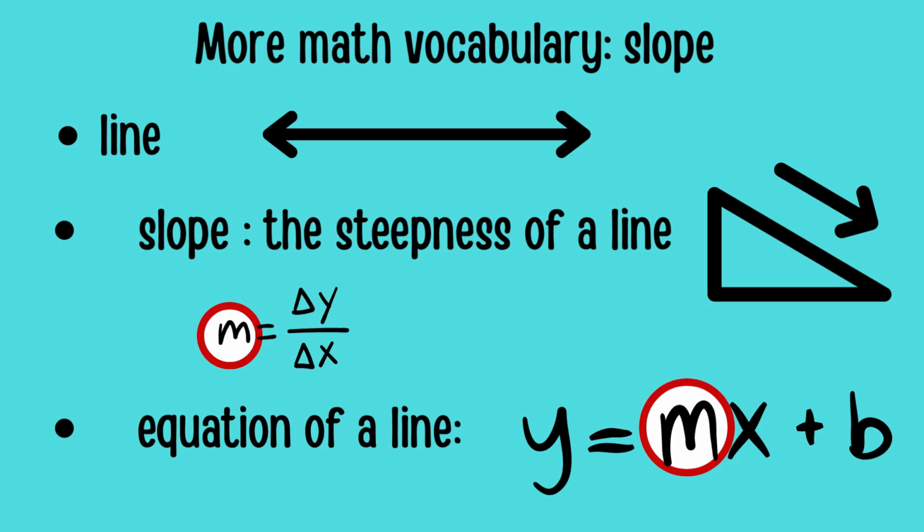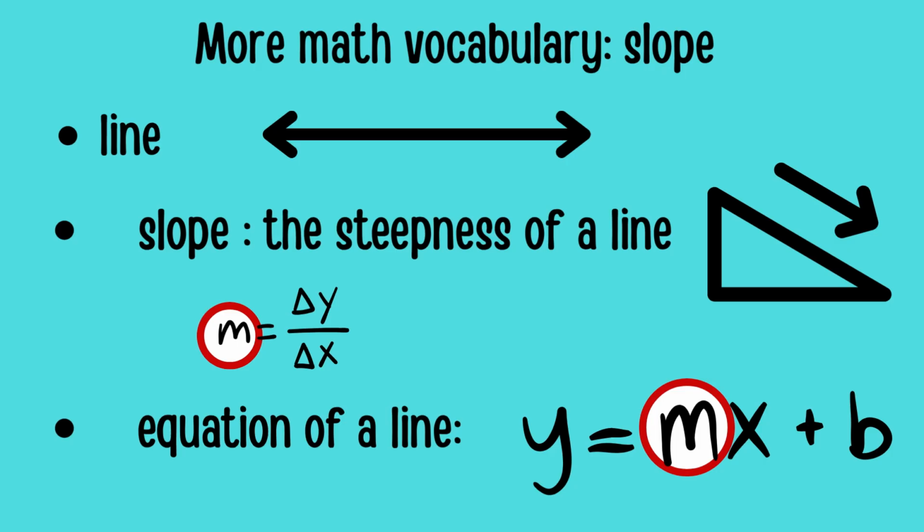Now it's time to talk about slope. When you're figuring out the slope of a line, you're going to be figuring out the steepness of that line. You'll also notice that in the equation for slope, m, the slope, equals the change in your y over the change in your x. Here in this example, the triangles denote a change.